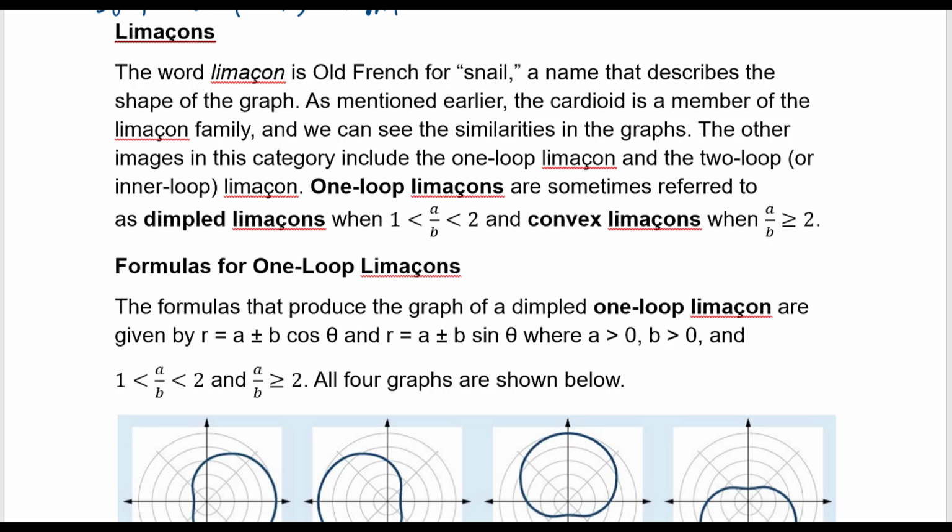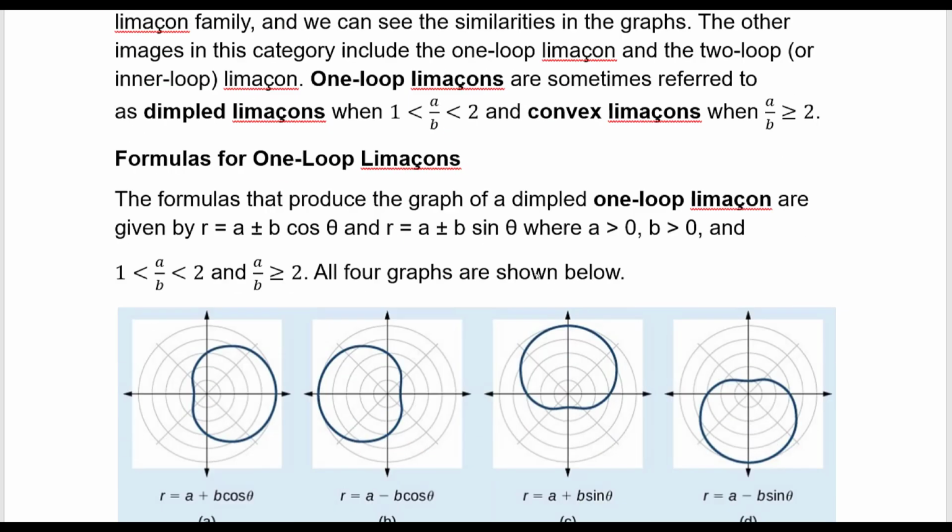One-loop Limaçons are sometimes referred to as dimpled Limaçons, and that occurs when 1 is less than a over b, which is less than 2. So what that means is a is going to be bigger than b. And convex Limaçons when a over b is greater than or equal to 2.